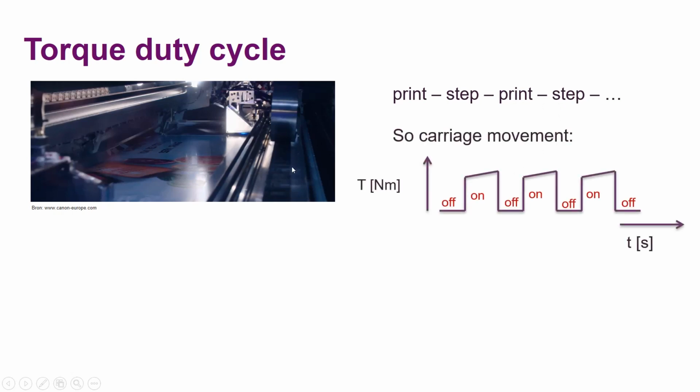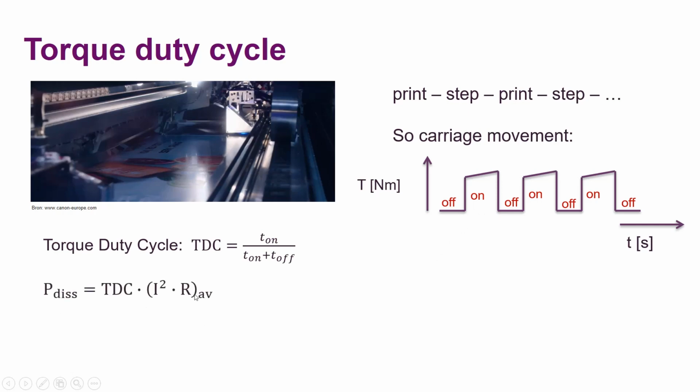So from a carriage point of view, the motor is off and on and off and on and so on. So we can now define the torque duty cycle, which is equal to the on time of the motor divided by the on and off time of the motor. And then we can calculate the dissipation of the motor, which is equal in that case to the torque duty cycle times the average power dissipated in the motor, I squared R, during that on time. And of course, the I can be calculated from the motor torque using this equation, I is T over K.